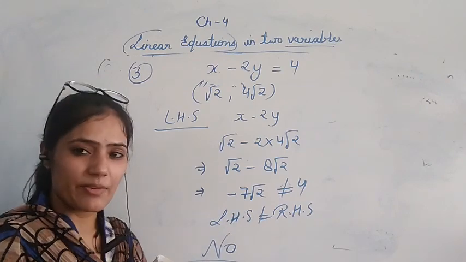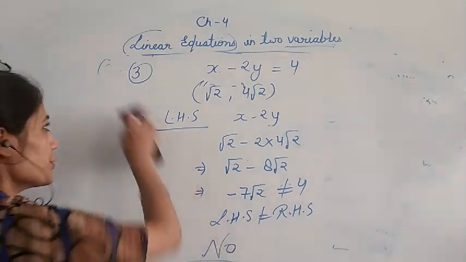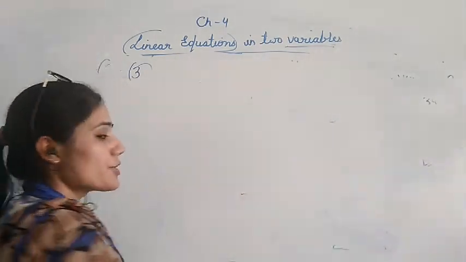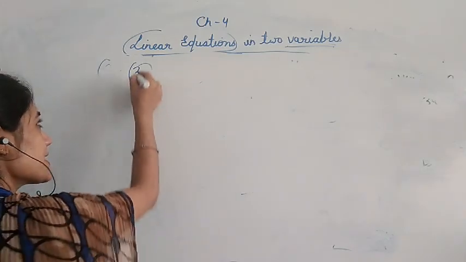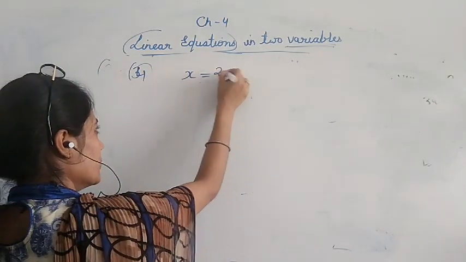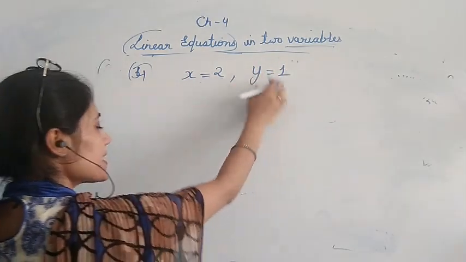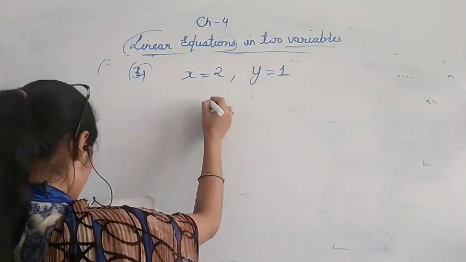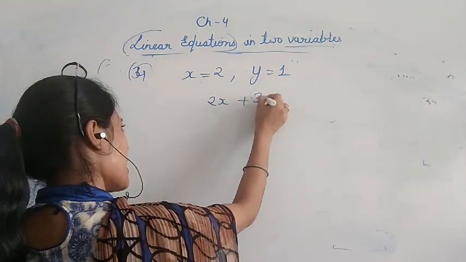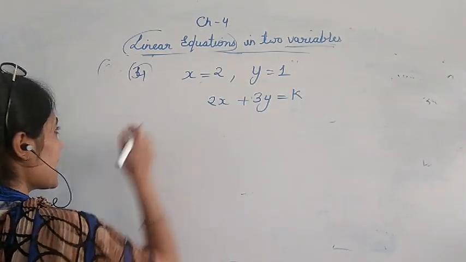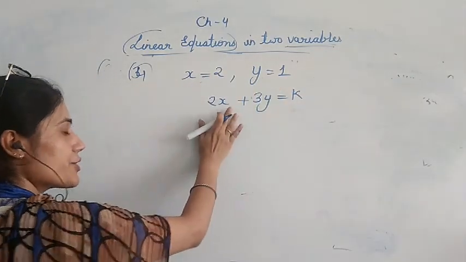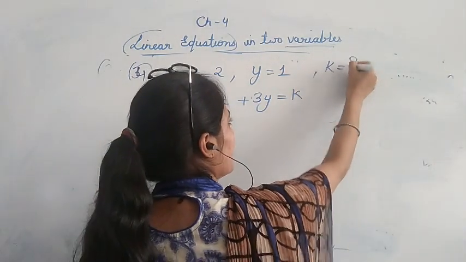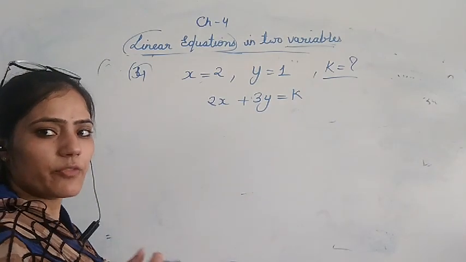Got it? Now you see question number 4 of exercise 4.2. In 4.2, question number 4, it is given that x is equal to 2 and y is equal to 1. Again, x and y values are already given, and this is also given. These are the solution of this equation, 2x plus 3y equal to k. Means x equal to 2, y equal to 1 is the solution of this equation. Okay, we have to find the value of k. These are different type of question.